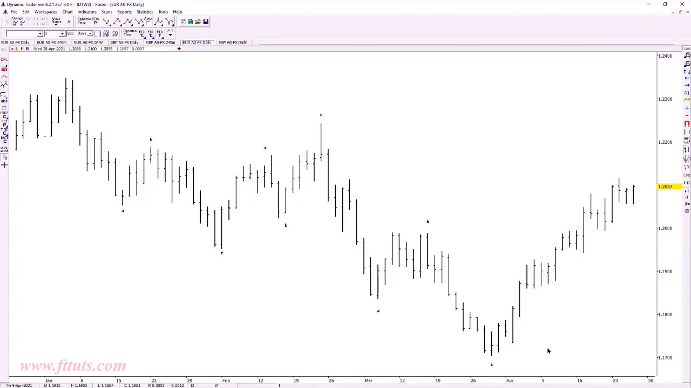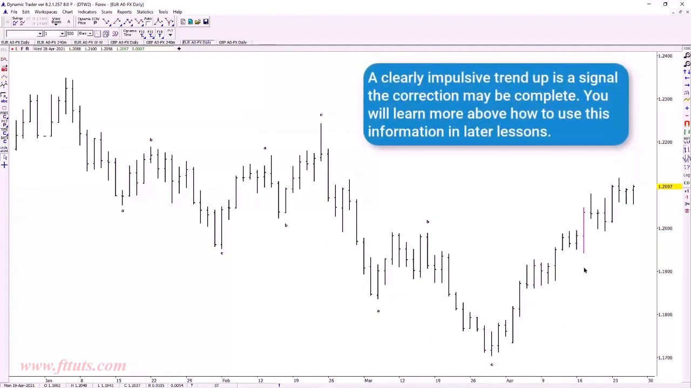But in either case, what does this look like, by the way? What did we look at in earlier modules? Does that look like a corrective pattern or an impulsive pattern? Well, you might keep that in mind as a hint to whether we've completed a complex correction or not. Looks impulsive to me, doesn't it to you? Okay, let's go on to some other patterns.